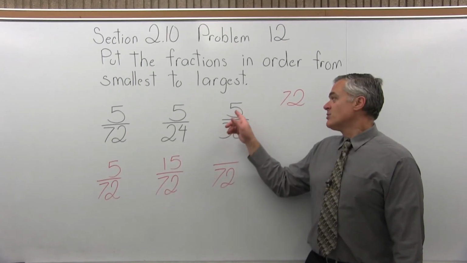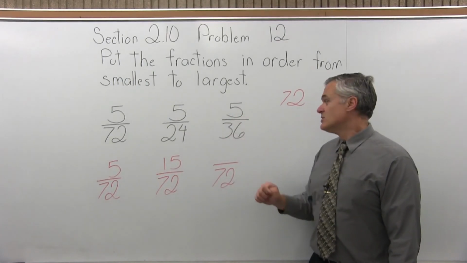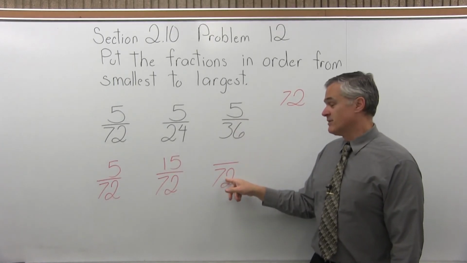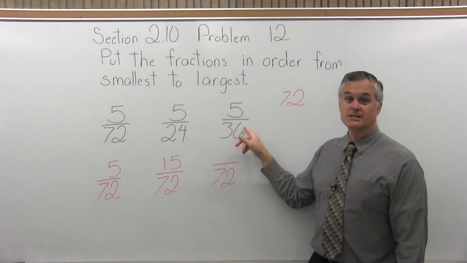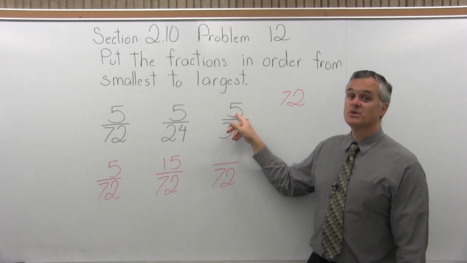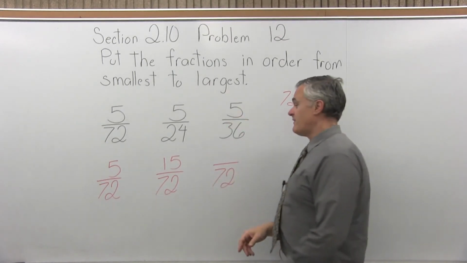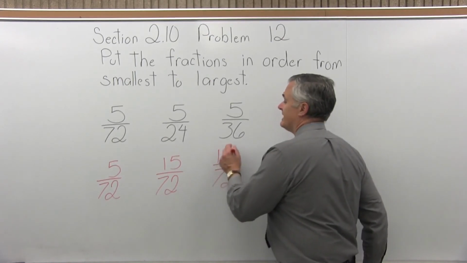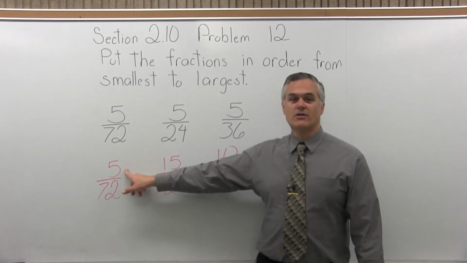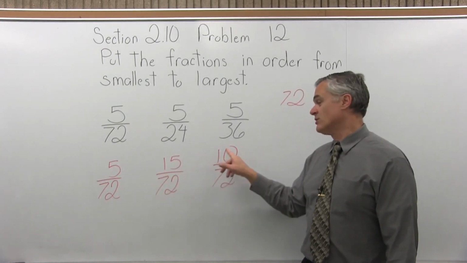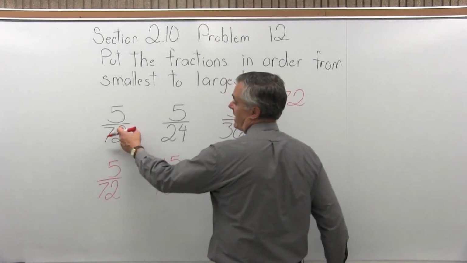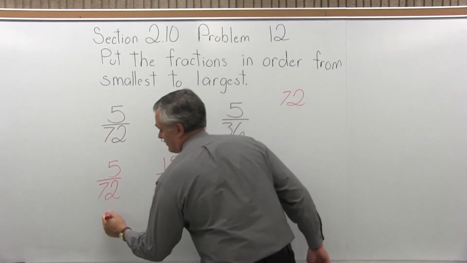And then finally the last one, 5 over 36. So 36 was the denominator. The new denominator is 72, so I must have multiplied the 36 times 2 to make a 72. So the numerator 5 would also be multiplied times 2. 5 times 2 is 10. Now that they're all over 72, clearly the 5 over 72 is smaller than the 15 or the 10 over 72.